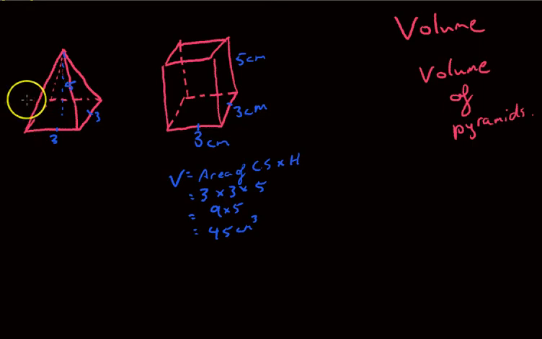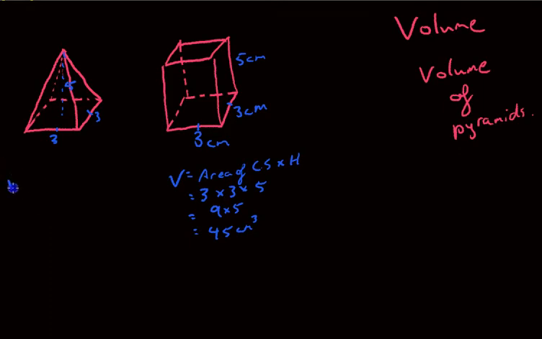So if you imagine you were trying to send this pyramid in the post, you wouldn't just wrap it up and send it. You'd put it in this box. So the volume of a pyramid is equal to 1/3 of the box that it would fit into.